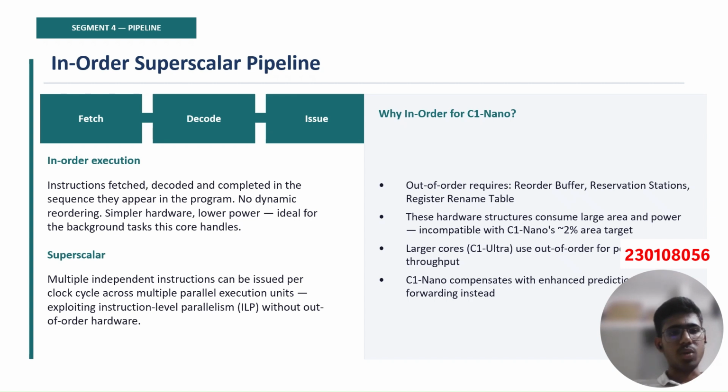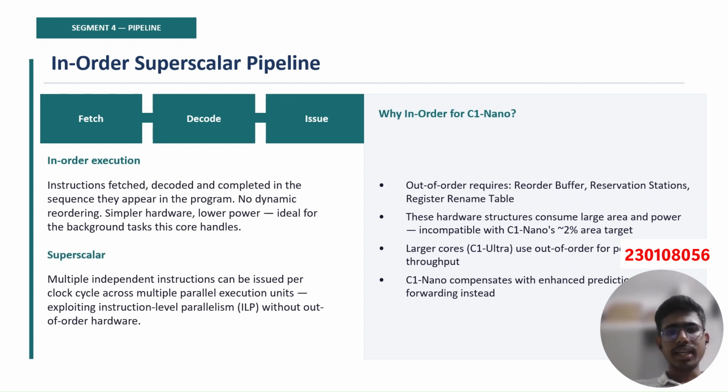The C1 Nano processor uses the in-order superscalar pipeline. And what exactly does in-order execution mean? In-order execution means that instructions are fetched, decoded and completed in the sequence they appear in the program. No dynamic reordering happens, and it has simpler hardware and lower power consumption, which is ideal for the background task this core handles. And superscalar means that multiple independent instructions can be issued per clock cycle across multiple parallel execution units. Due to this, instruction level parallelism happens without out-of-order hardware requirement.